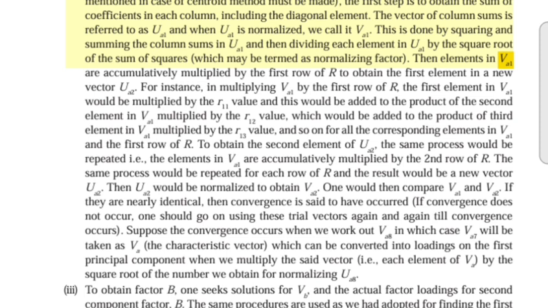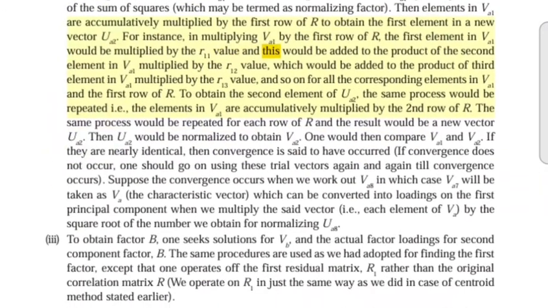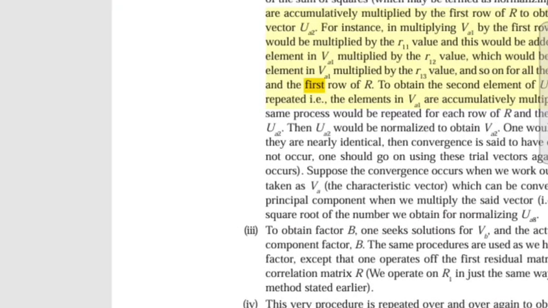Then elements in VA1 are accumulatively multiplied by the first row of R to obtain the first element in a new vector UA2. For instance, in multiplying VA1 by the first row of R, the first element in VA1 would be multiplied by the R11 value, and this would be added to the product of the second element in VA1 multiplied by the R12 value, which would be added to the product of the third element in VA1 multiplied by the R13 value, and so on for all the corresponding elements in VA1 in the first row of R.